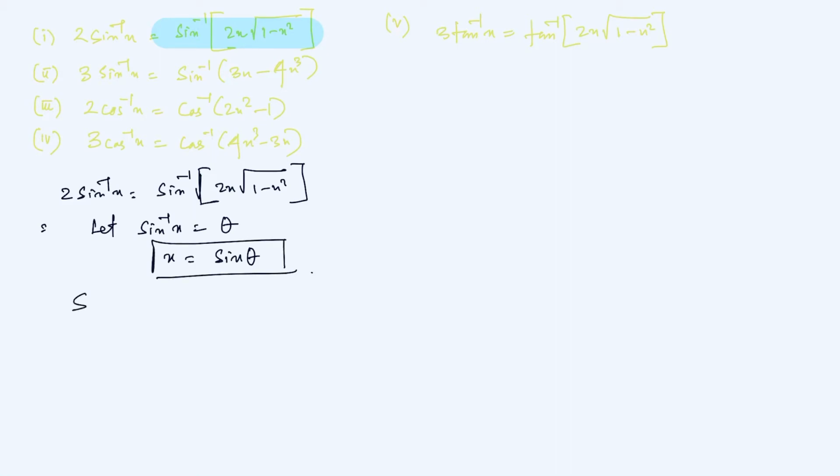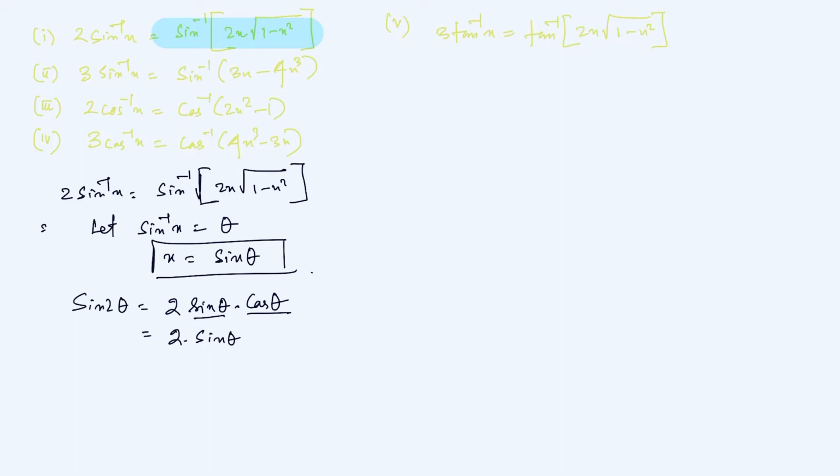We know the sine 2 theta formula. What is the sine 2 theta formula? 2 into sine theta into cos theta. So 2 into sine theta as it is. But what is cos theta?